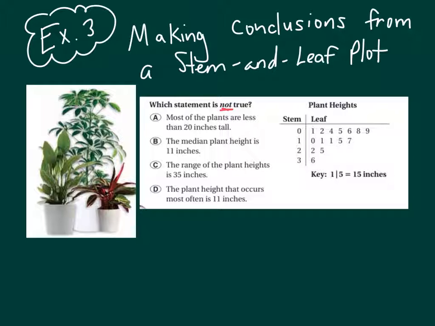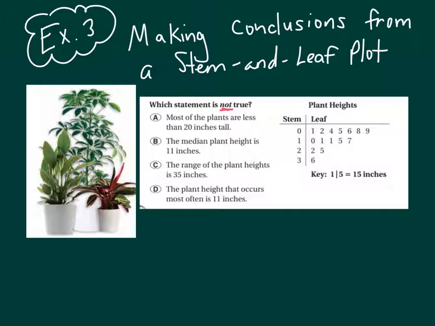Our key down here says that the 1 to the left and the 5 to the right of the line is equal to 15 inches. So we would interpret this as being 1 inch, 2 inches, 4 inches, and then 10 inches, 22 inches, 36, and so on. First of all, it says most of the plants are less than 20 inches tall.